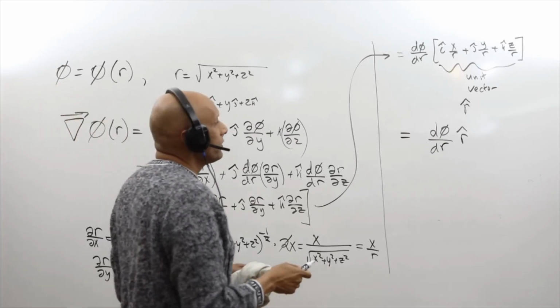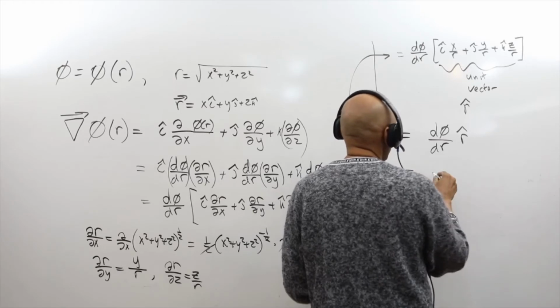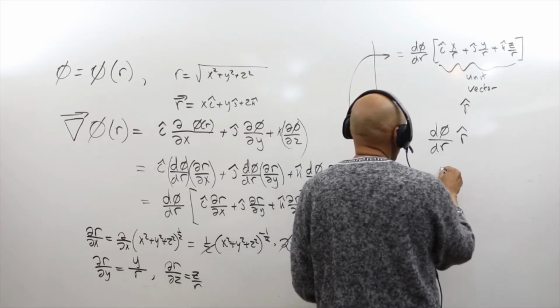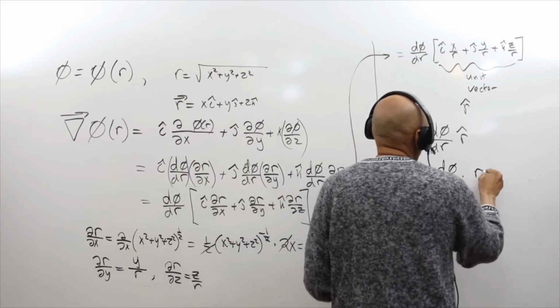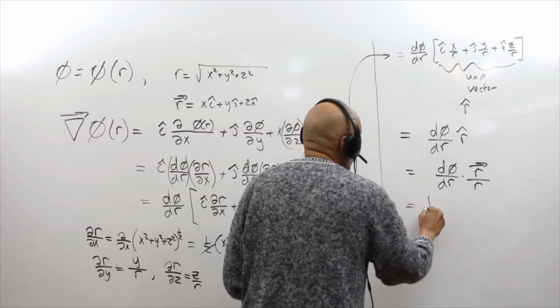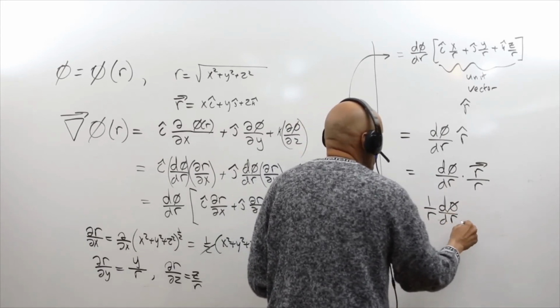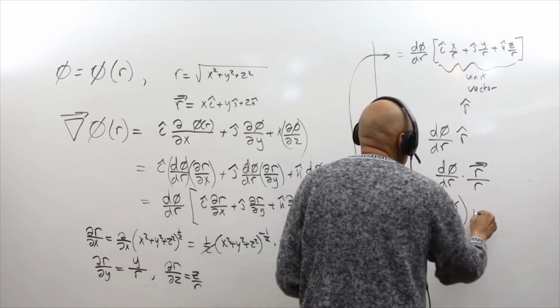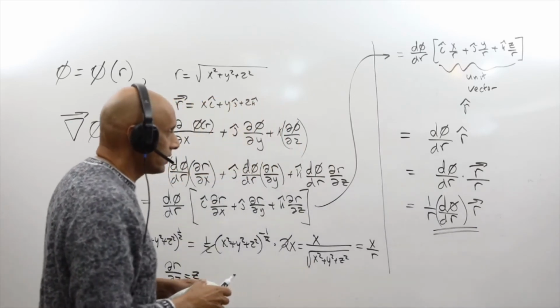Now, this unit vector is basically r over r. So I can put those in, and we'll see that this is really d phi over dr times the radial vector divided by the magnitude r. So we're left with 1 over r d phi dr times the r vector. And I want to keep it in this form, so you have an idea how to construct things.